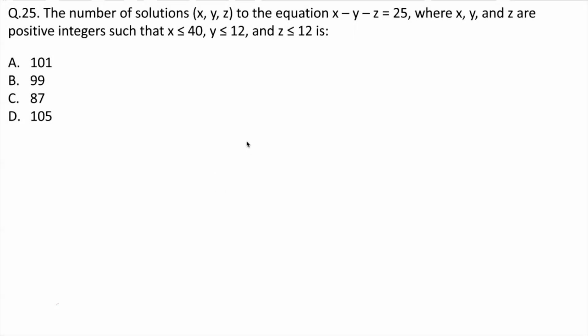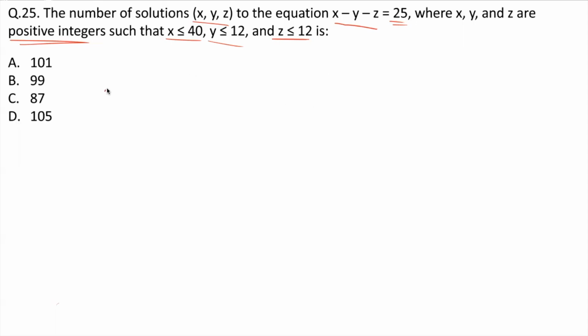Alright guys, please solve this next question from CAT 2017. Okay, so the question says: the number of solutions x, y, and z to the equation x minus y minus z equals 25, where x, y, and z are positive integers, such that x is less than or equal to 40, y is less than or equal to 12, and z is less than or equal to 12, is. Very interesting question. Let's see how we solve it.